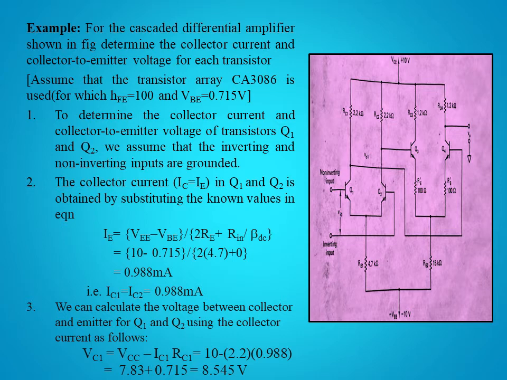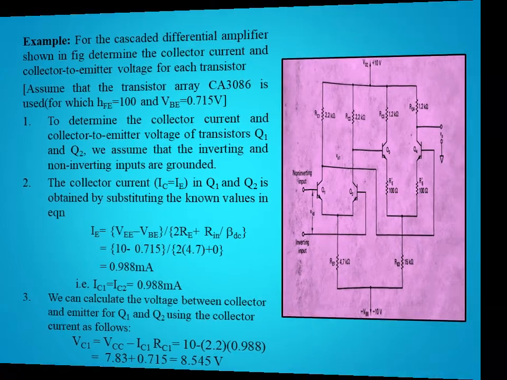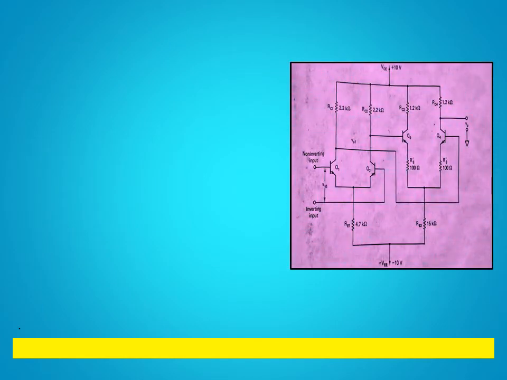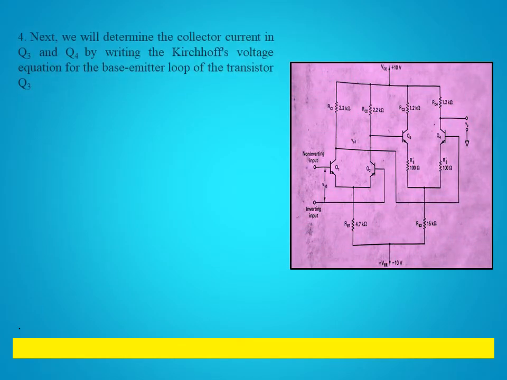Now we'll see what happens for Q3 and Q4. This numerical was simple, that we had discussed in the previous lecture. Now we'll see what happens when we study Q3 and Q4. So again we are taking the same diagram.